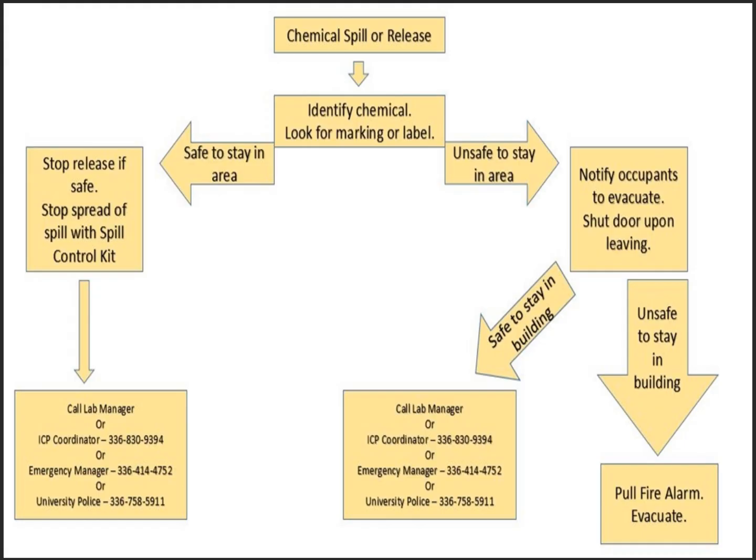In the event of a spill or release, first try to identify the chemical, looking for a marking or a label. If it is safe to stay in the area, stop the release if it is safe to do so, using spill control equipment, and then call your supervisor or the ICP coordinator or emergency manager or university police. If it is unsafe to stay in the area, notify the occupants of the area to evacuate immediately. If you are indoors, shut the door. If it is safe to stay in the building, go ahead and call your supervisor or, again, the ICP coordinator, emergency manager, or the university police. If it is unsafe to stay in the building, pull the fire alarm and evacuate.